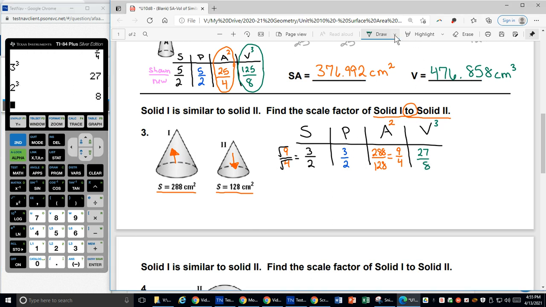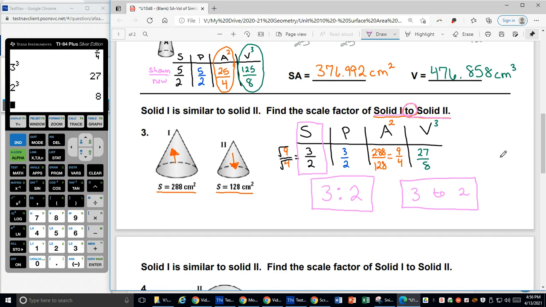Now, what was my question asking me for? My question was asking me to find the scale factor. My scale factor is 3 to 2. We can write it like this, or we can write it 3 to 2. But I need to have solid 1 first, and then solid 2. 3 to 2. And we can tell solid 1 is bigger, 288, and solid 2 is smaller. You can write your scale factor either as a fraction or with a colon. You could even write it out 3 to 2. You could do it any of those 3 ways.